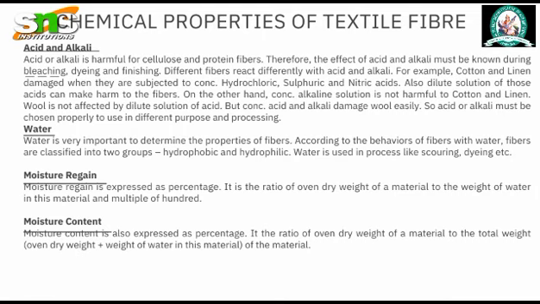For example, cotton and linen are damaged when they are subjected to concentrated hydrochloric, sulfuric and nitric acid. Also, diluted solutions of those acids can harm the fibers. On the other hand, concentrated alkaline solution is not harmful to cotton and linen. Wool is not affected by dilute solution of acid, but concentrated acid and alkali damage the wool easily. So acid and alkali must be chosen properly for different purposes of processing.